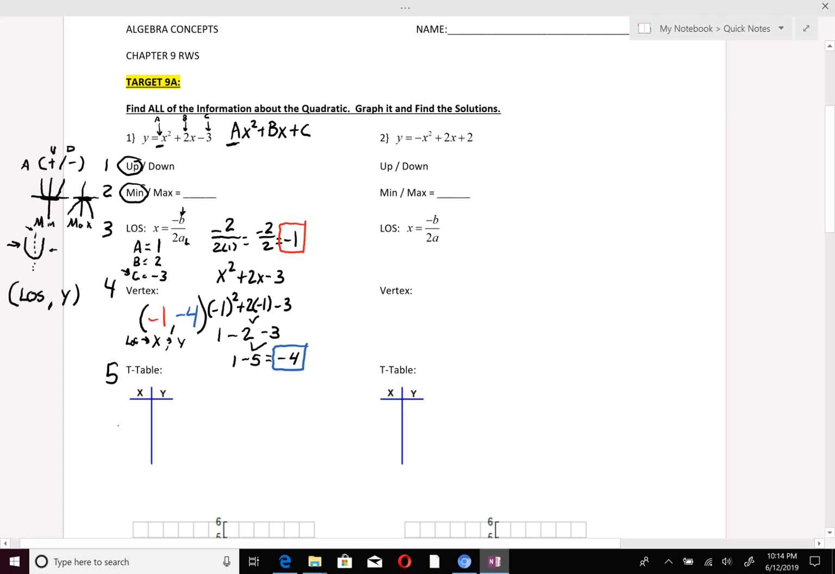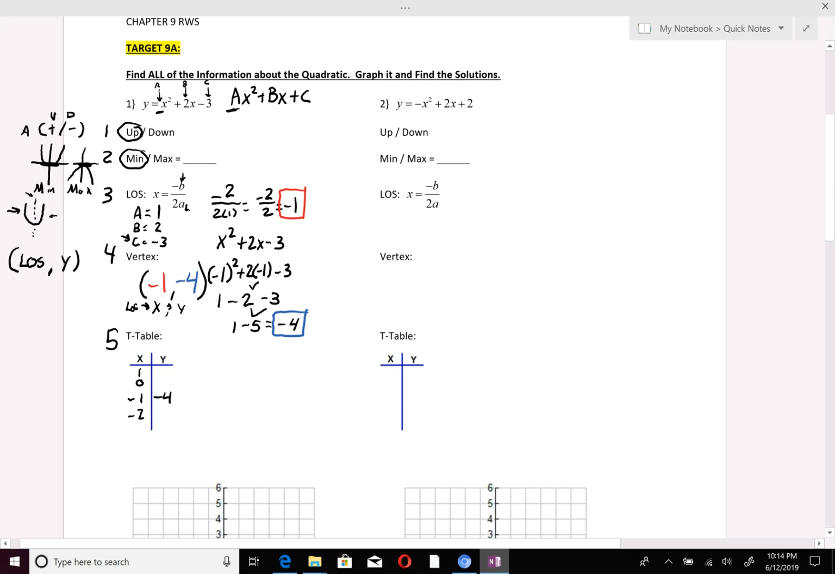And so now we can fill in our t-table. We always put our vertex dead center in the t-table, so negative 1 and negative 4. And then I pick one point that's greater than negative 1. So 1 point larger would be 0, and 1 point more negative than negative 1 would be negative 2. Then I do it again, so I need 1 point that's more positive than 0, so 1, and 1 point that's more negative than negative 2, which is negative 3.